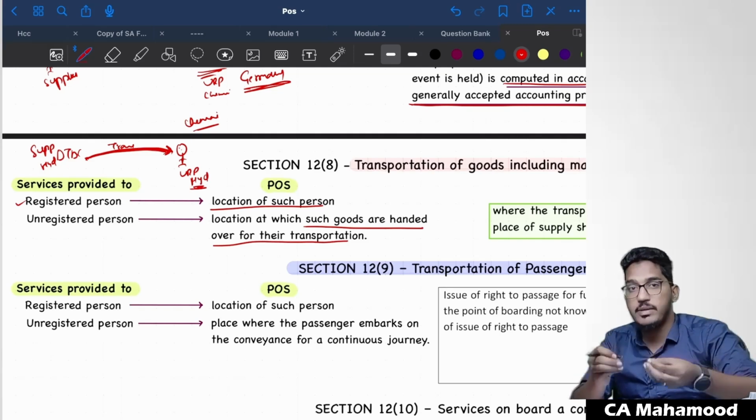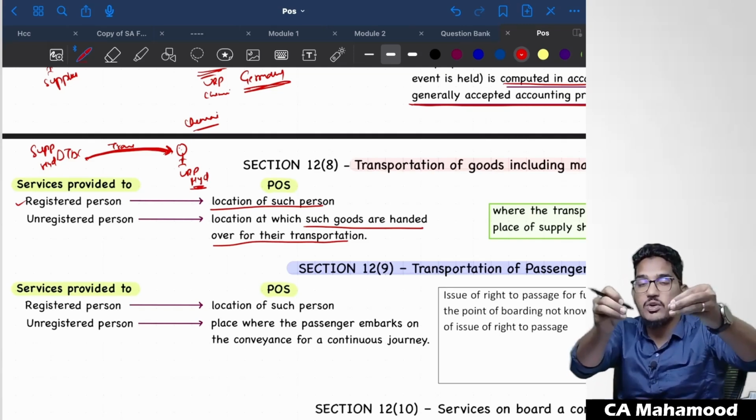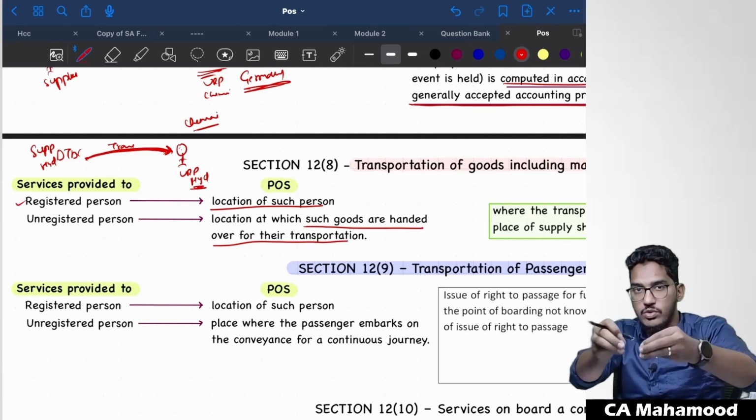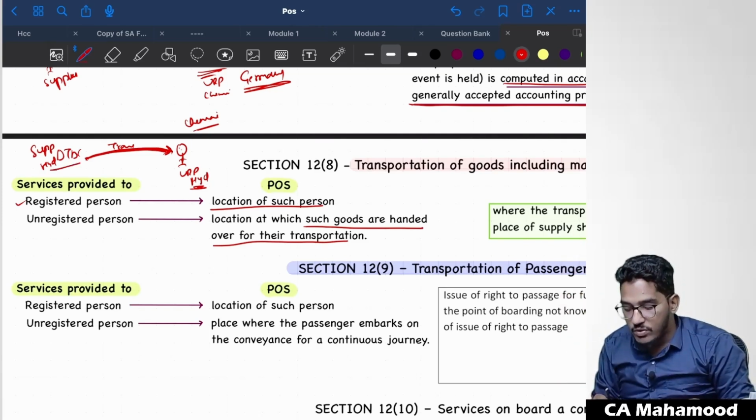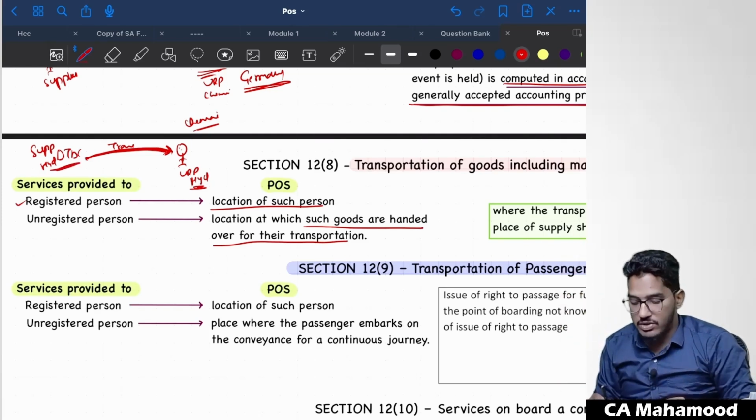I go to the Hyderabad branch of DTDC and there I am handing over the goods. Sir, I am handing over the goods to you. You please transport this goods to Chennai. So where the goods are handed over to that courier agency at Hyderabad location, the place of supply will be Hyderabad.